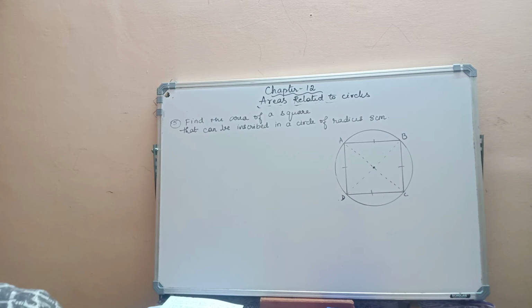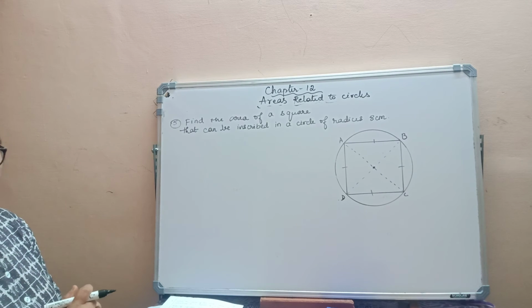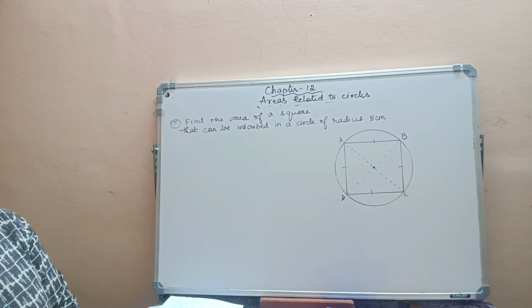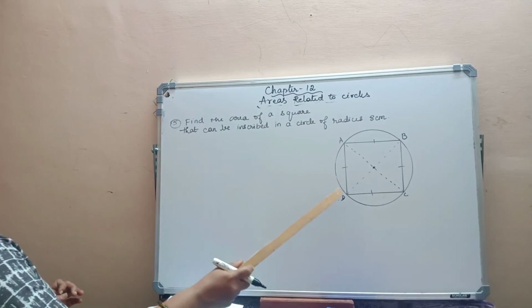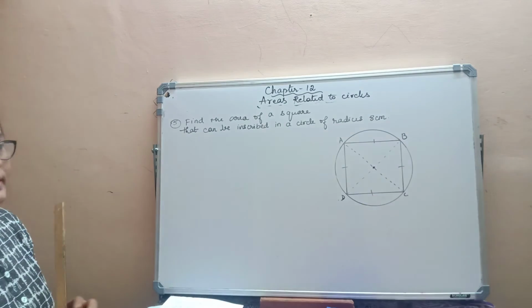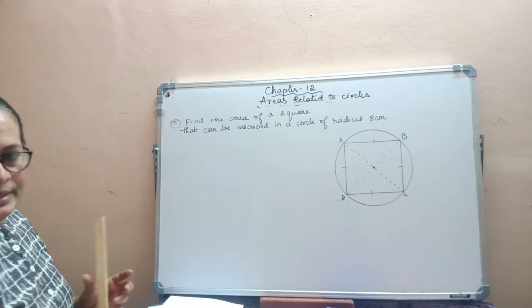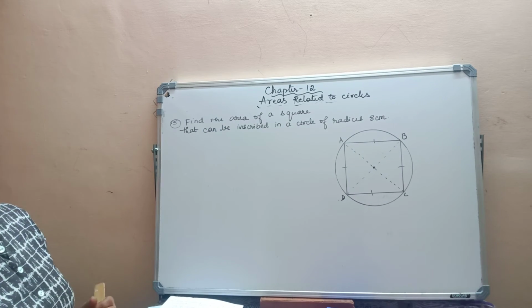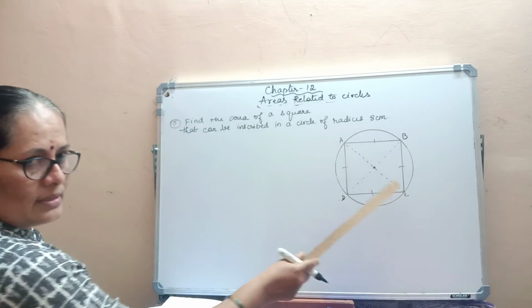Next one, find the area of a square that can be inscribed in a circle of radius 8 centimeter. Side is not given. Using radius 8 centimeter, you need to calculate the area of the square. Now see here, the square is inscribed in a circle of radius 8 centimeter. It means the diameter of the circle is 16 centimeter. Diameter is nothing but the hypotenuse of this square.